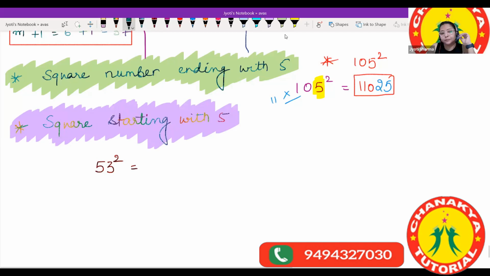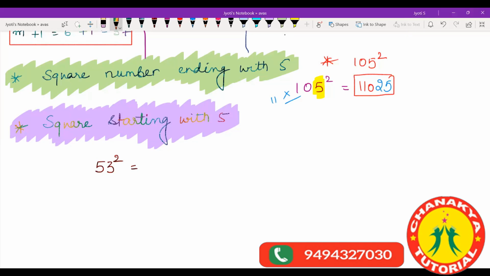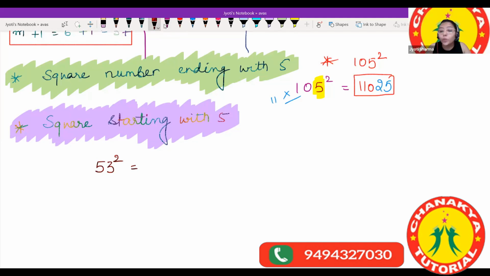53 square. What will you do? This is our number starting with 5. Any answer to this question? Ma'am, 2809, ma'am. 2809. Okay, let's check. So in this case, what are we going to do? What is the square of 3?